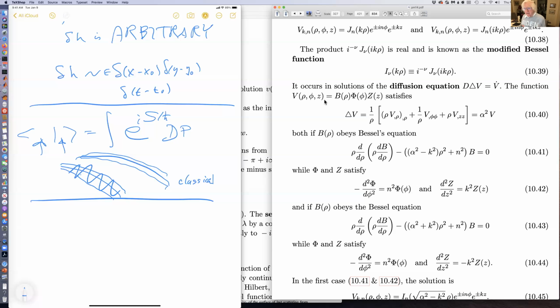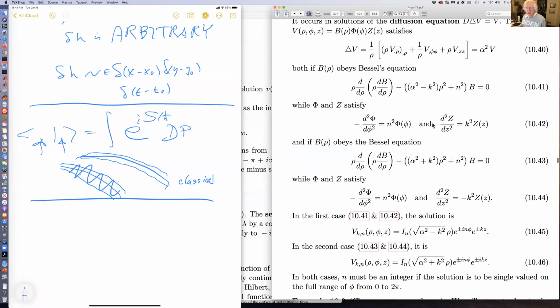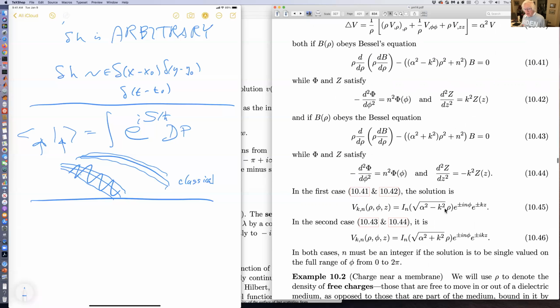And so once again, the Laplacian is separable. We write it as B phi z, substitute in here, and we get a solution, both if B obeys Bessel's equation and phi and z are this, or B obeys a different Bessel equation where phi and z satisfy these equations. In the first case, we get In of alpha squared minus k squared. In the second case, we get In of alpha squared plus k squared.